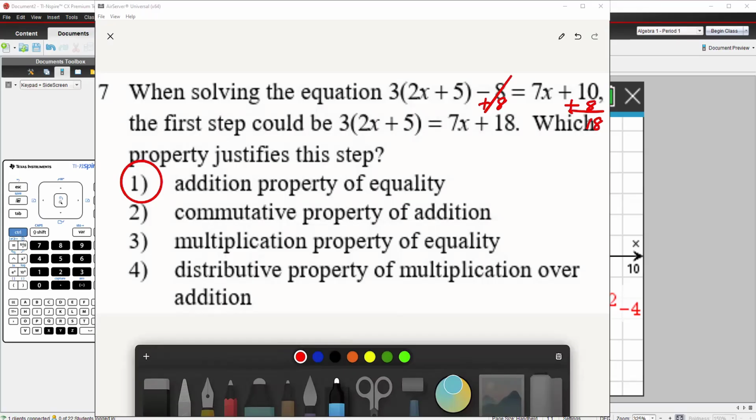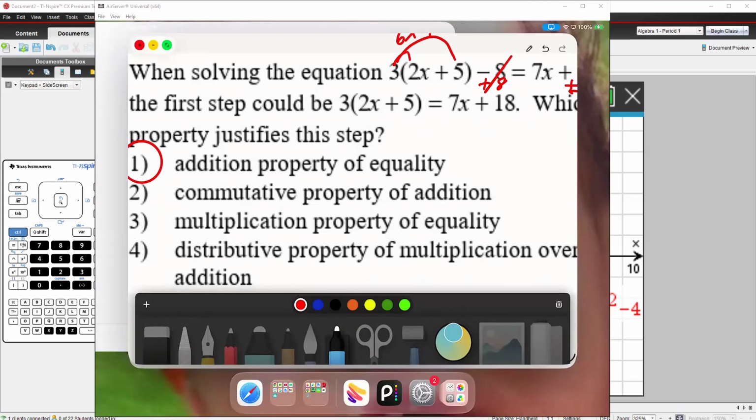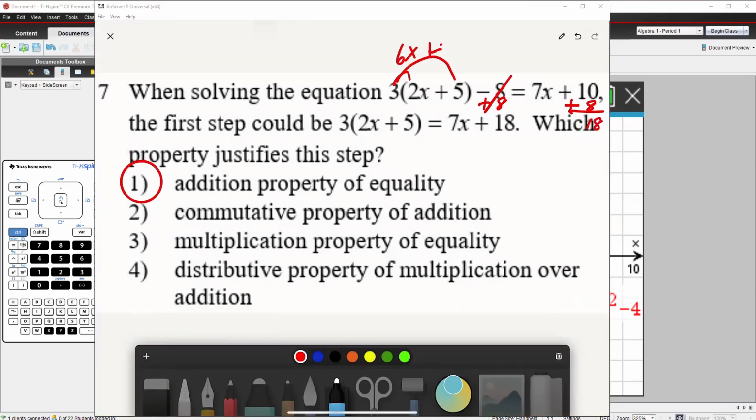All right, now I'm going to go through and show you a couple more things. If we had tried to solve this and we distribute, right, we made this 6x, 3 times 2, and then we said 3 times 5. This would have been the distributive property, but we didn't do that. We just did the addition property, right?